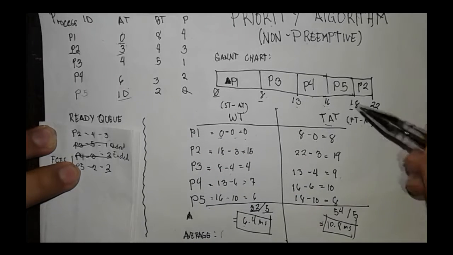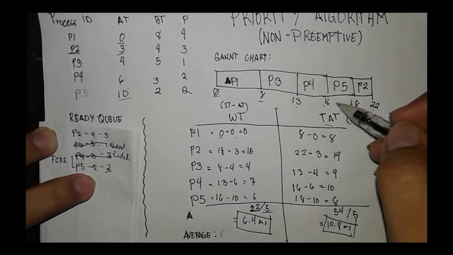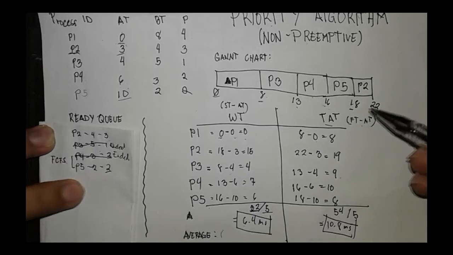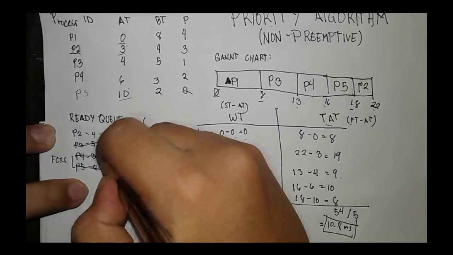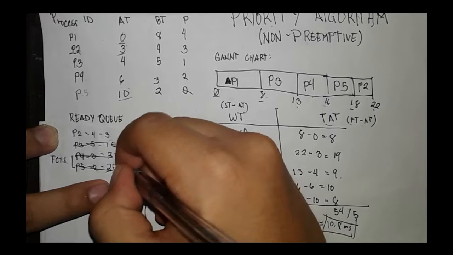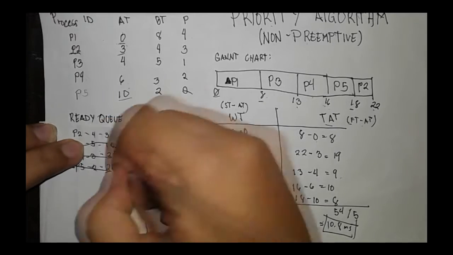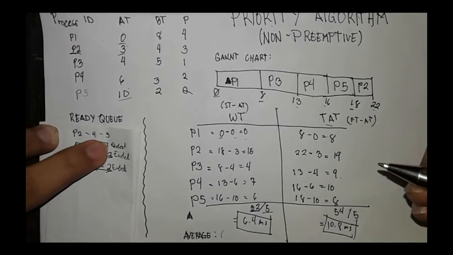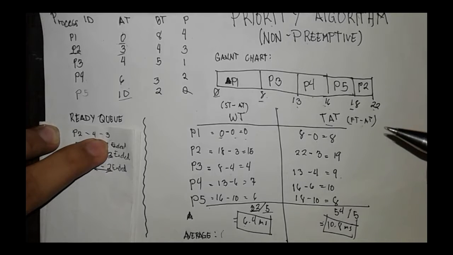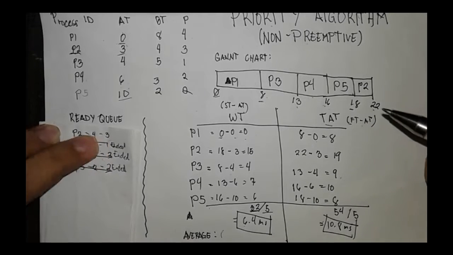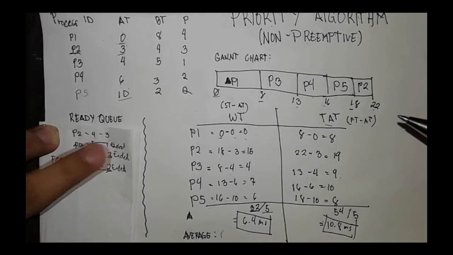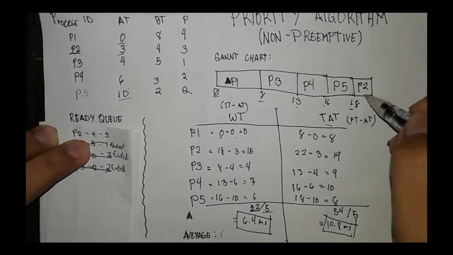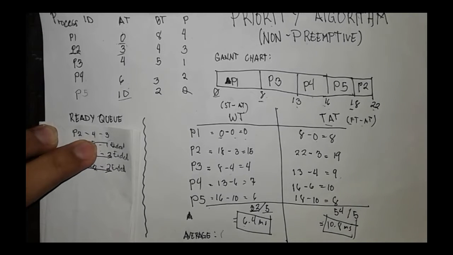P5 starts at time 16 and ends at time 18. So we'll mark it ended. Lastly we have P2. P2 has the lowest priority, which is 3, so it will be ended last. So put P2 here, and it will be executed for 4 seconds. P2 will end at time 22.